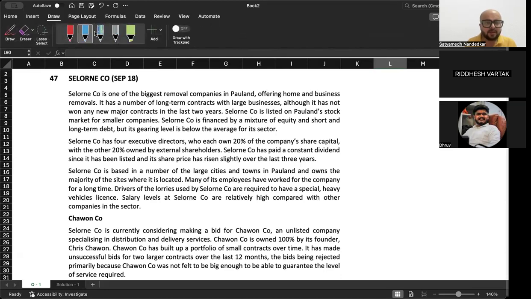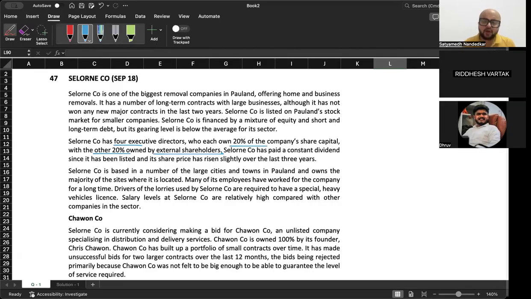Okay. What is the current shareholding pattern? There are four executive directors who each own 20% of the company's share capital. So 20 20 will become 80. The remaining 20% is owned by external shareholders.